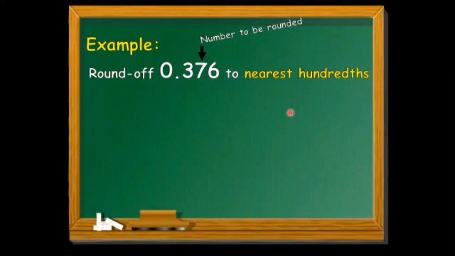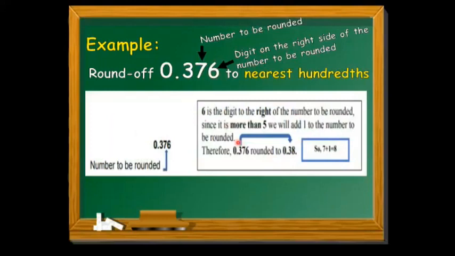So next one, the next step is alamin naman natin yung number niya sa right side. Ano ba yung number niya sa right side? That's gonna be number 6. Okay? Number 6 is the digit on the right side of the number to be rounded. So kapag nahanap na natin yan, tingnan natin yung 6 kung ito ba ay 0, 1, 2, 3, 4, or 5, 6, 7, 8, 9. So dahil nandiyan sa 5, 6, 7, 8, 9, mag-add tayo ng 1. 6 is the digit to the right of the number to be rounded. Since it is more than 5, we will add 1 to the number to be rounded.